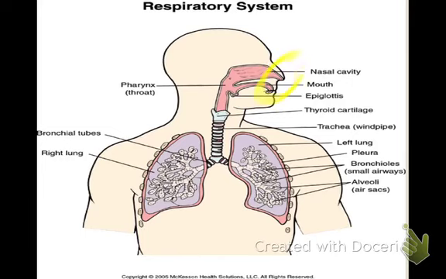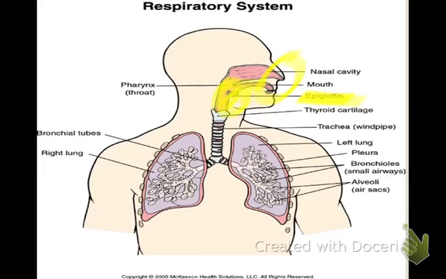You either breathe in through your nose or your mouth. This part right here is called the pharynx. The pharynx is shared with both the respiratory system and the circulatory system. And then there is this little flap called the epiglottis. You can see right there. Here's the epiglottis. And the epiglottis is what opens and closes.